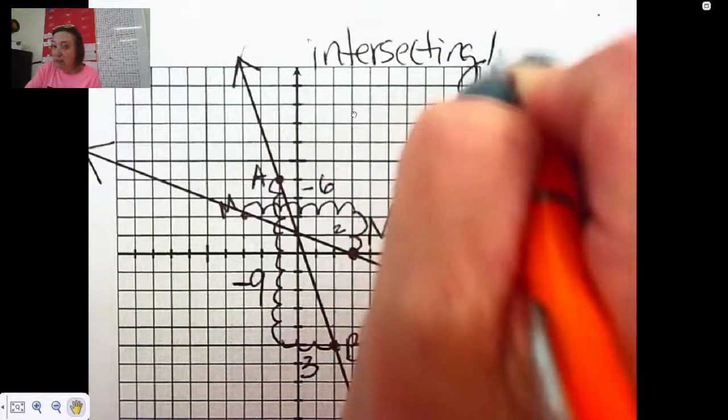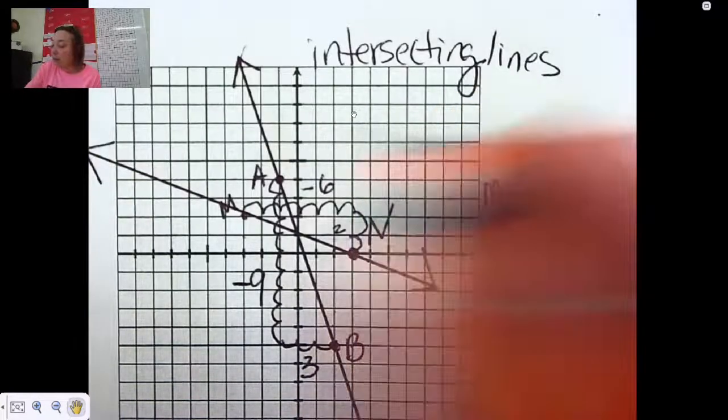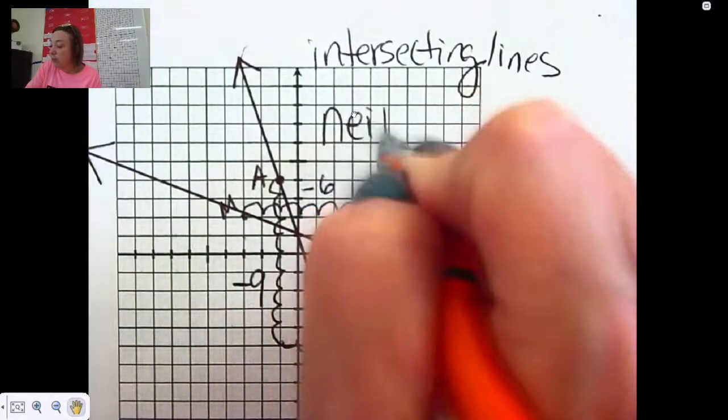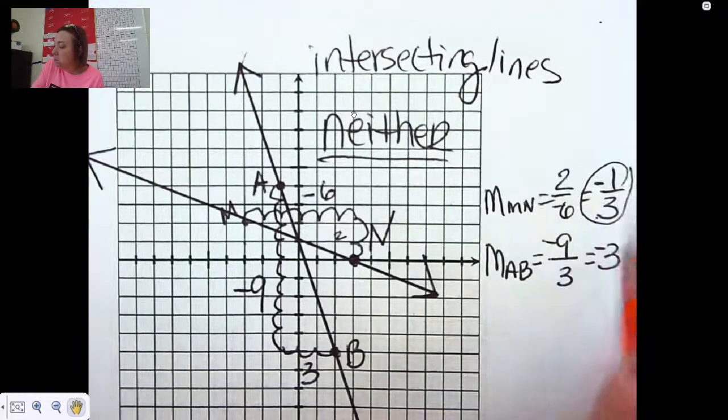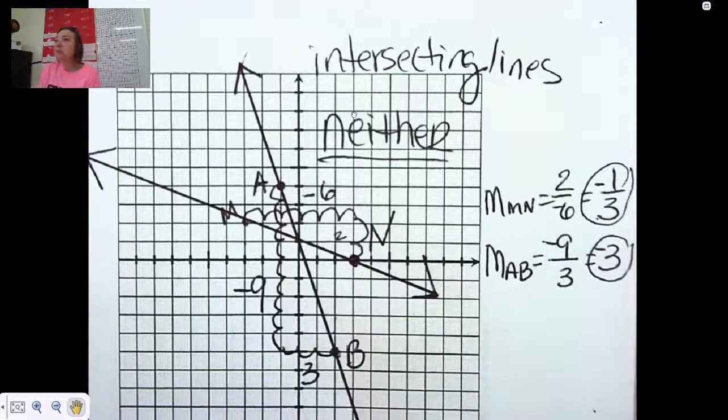Because they intersect, right? In our directions, if we were labeling them, we would say they're neither, but neither is really not a description of lines. It's just saying what they're not. Notice their slopes. You notice their slopes?